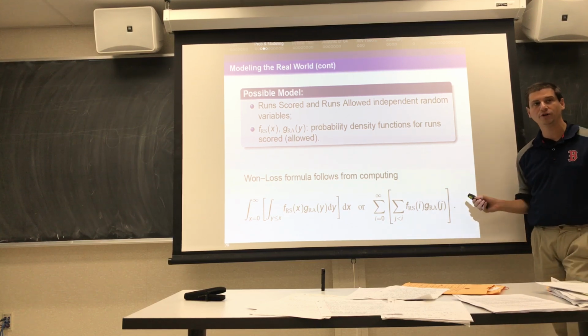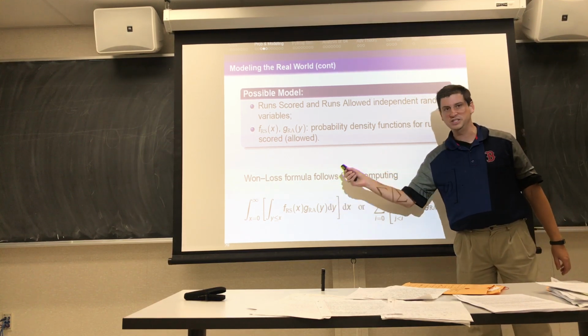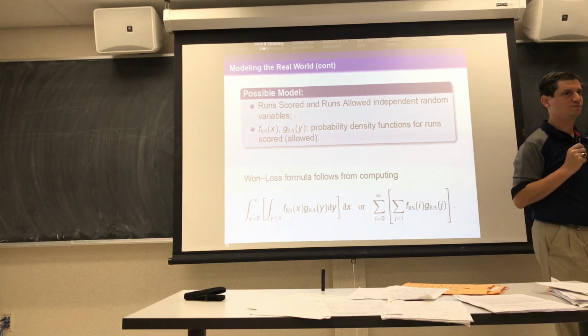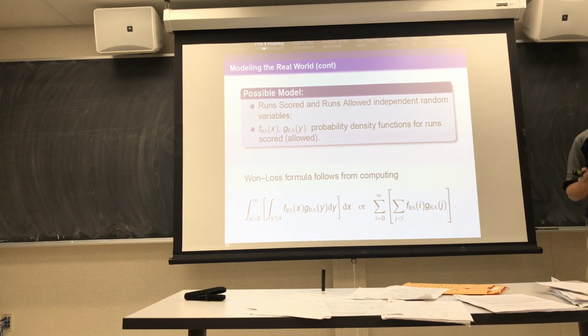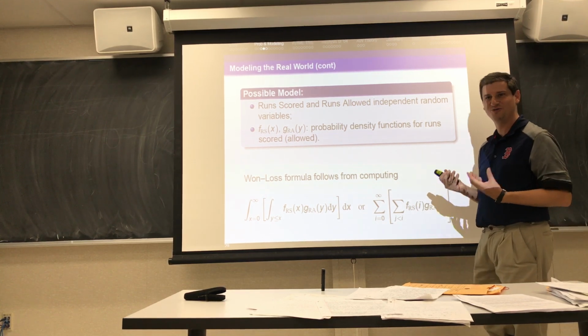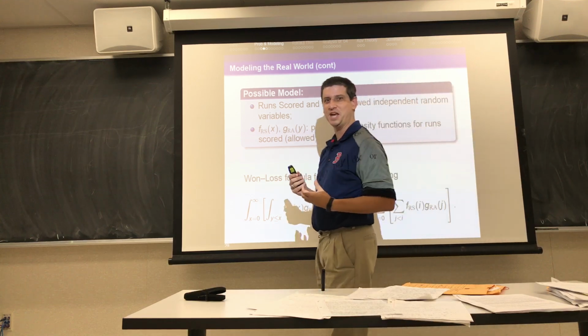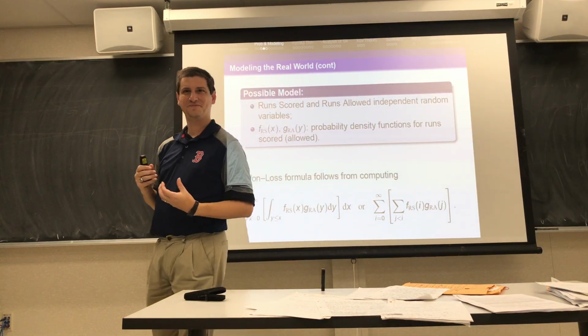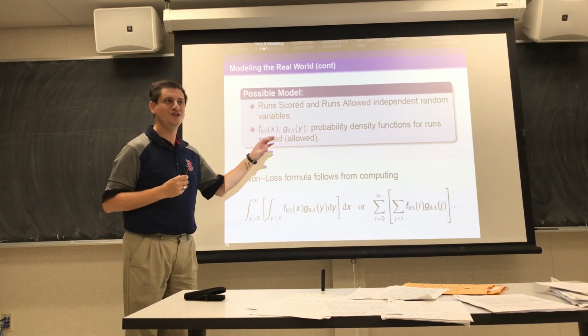Which do you think is a better model for baseball? Discrete or continuous? Discrete. As much as I would love to see the Boston Globe run an article, "Red Sox beat Yankees pi to e," you're never going to see that.